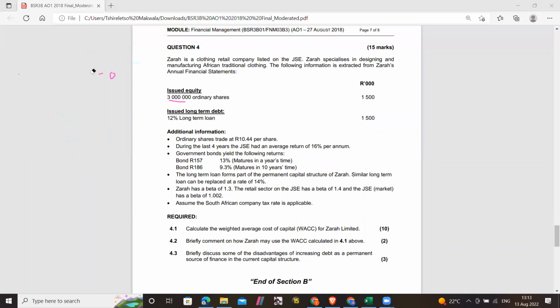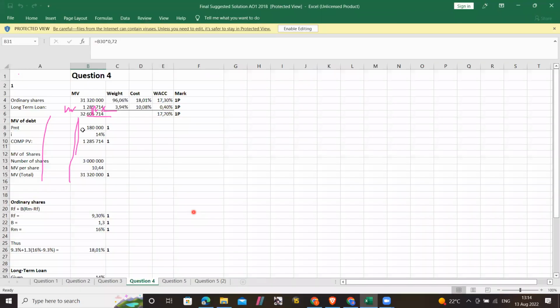Now that I've removed that thing, we had those two tables, right? We had the market values there, and then here we have our weighting, right? So this is our weighting, right? But I think the memo does also illustrate this. So let's use the memo. So this is the 31 million, right, that we got, and this is the PV for the long-term loan. So we are done with the market values.